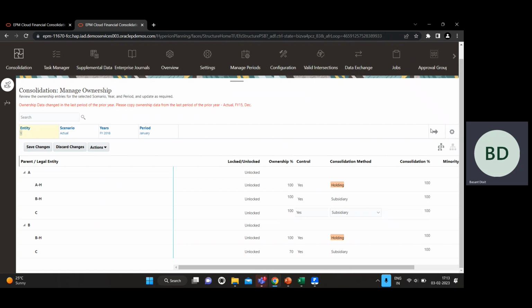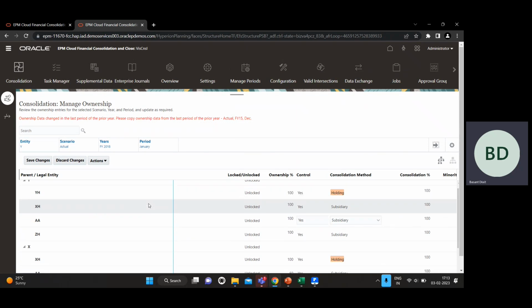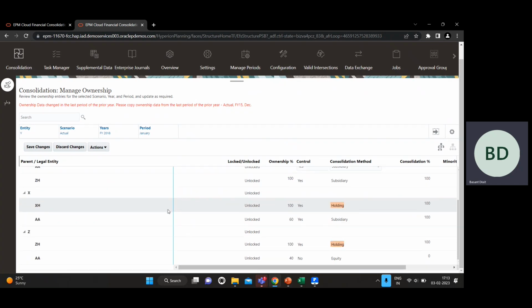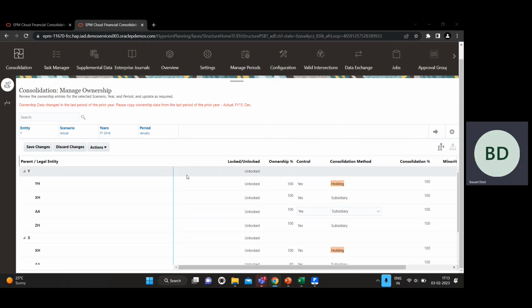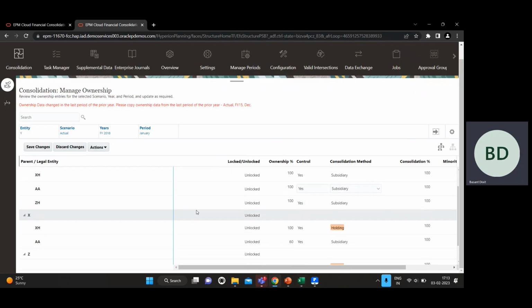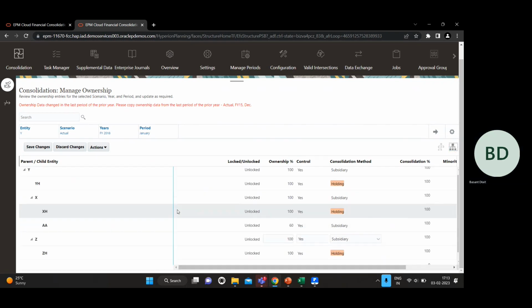And I will also show you the consolidation rules which are inherent in the application. We either can make the rules, or, since it is the demo instance, we already have some pre-built rules in the application. Okay, so as you can see, this is the hierarchy which we have in the second case. As you can see, 100% in X and Z, and X has 60% and Z has 40%. Okay, let me change this to the tree hierarchy first.